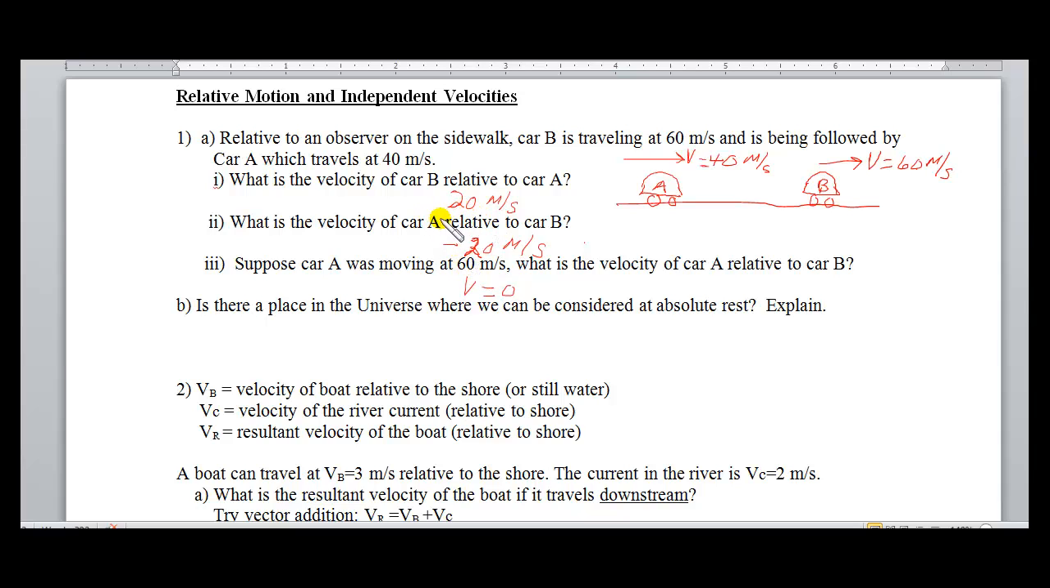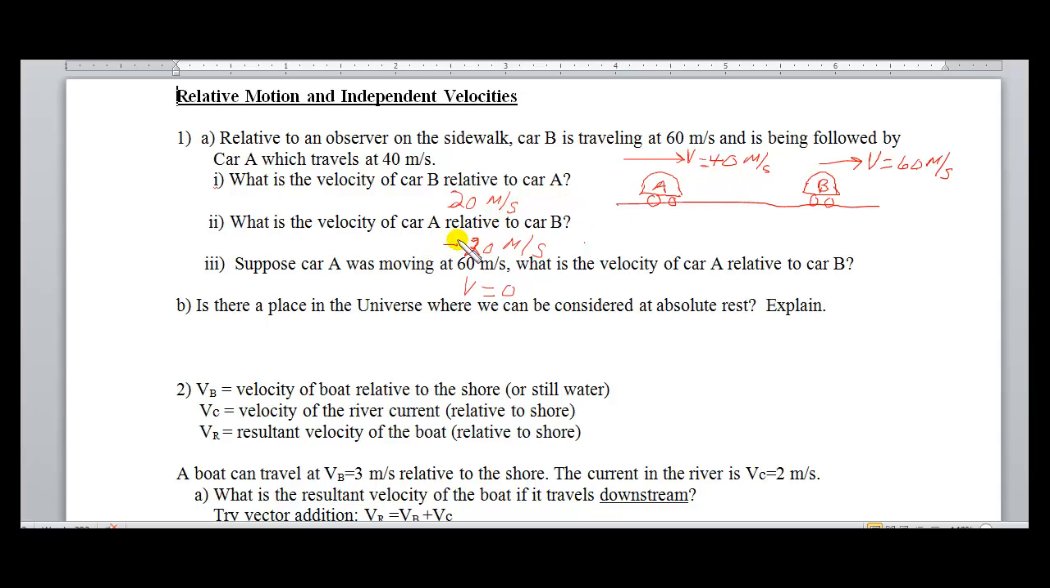So here's our answers. What is the velocity of car B relative to car A? Well, if you're in car A, you would say that this vehicle in front of you is moving 20 meters per second. As a matter of fact, it's completely comparable to if car A was at rest, and he saw a vehicle going by at 20 meters per second.